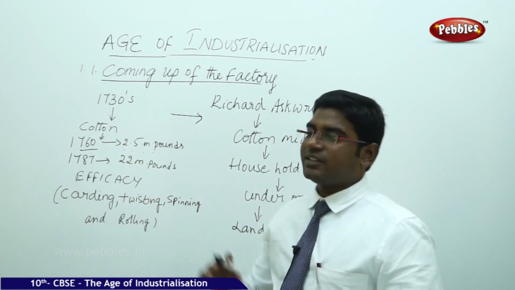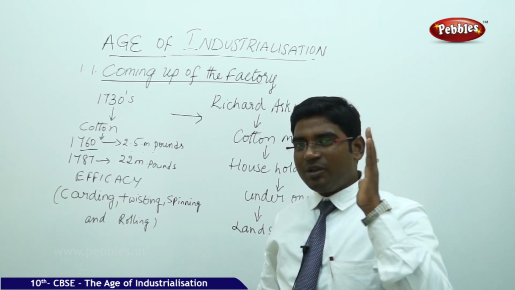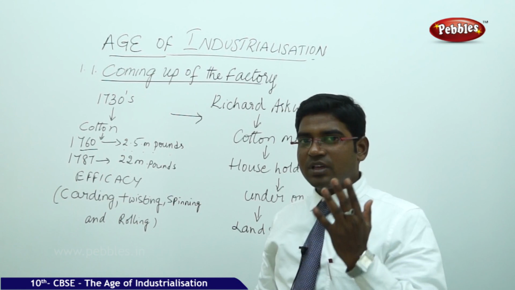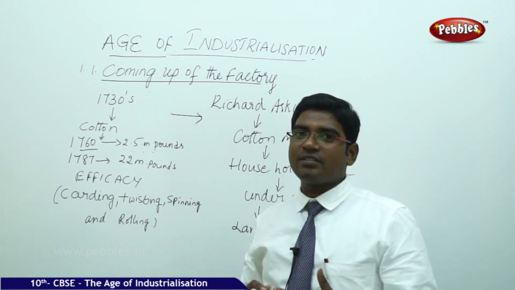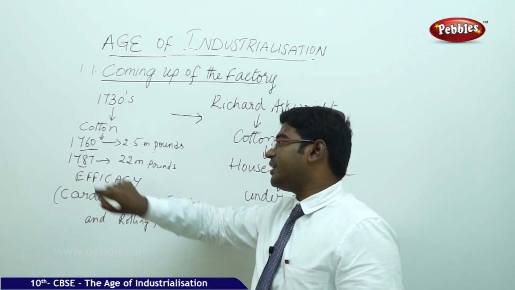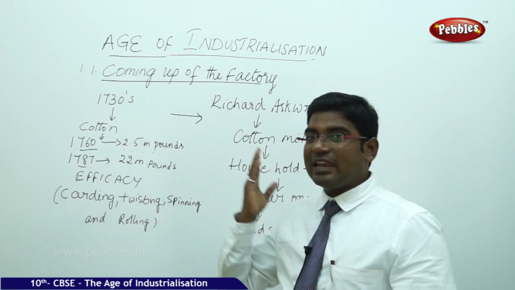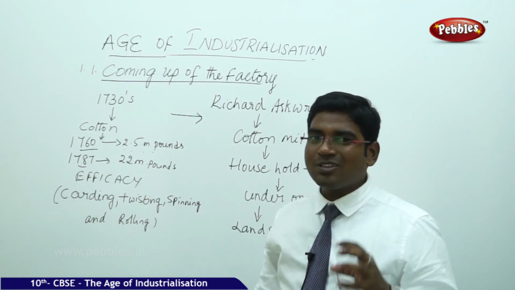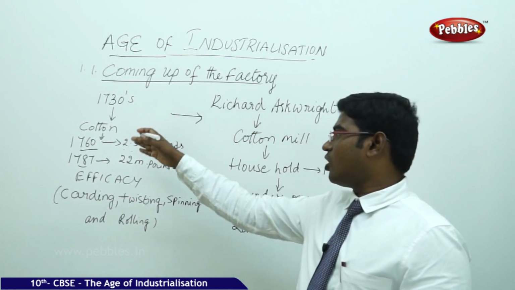Though the cotton industries or cotton factories were established in the 1730s, only by the end of the 18th century could we find more factories available, because of various other reasons. But from 1760 to 1787, the production of cotton increased nearly 11 times. That is, 22 million pounds was the income the UK was getting from cotton.